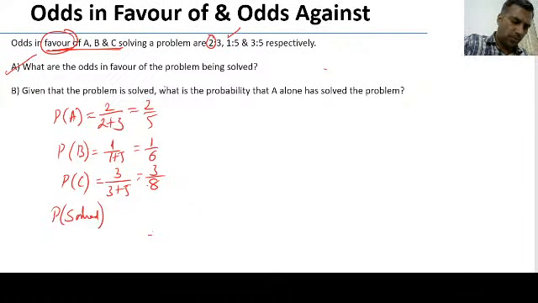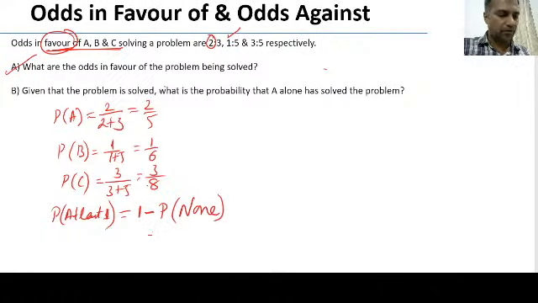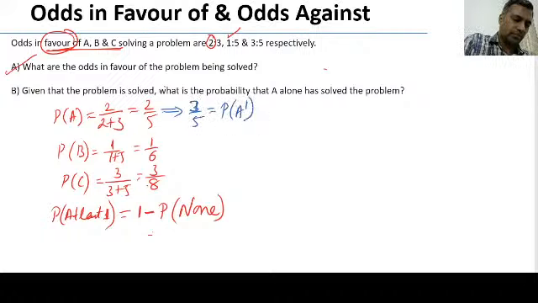That is when you say that the problem is solved, which means probability of at least one of them solving the problem is nothing but 1 minus probability of none of the folks having solved the problem. None of them have solved the problem. Therefore, you write the complement side of it. What is the probability of A not solving the problem? 3 by 5 is the probability of A not solving the problem. What is the probability of B not solving the problem? 5 by 6. That's the probability of B not solving the problem.